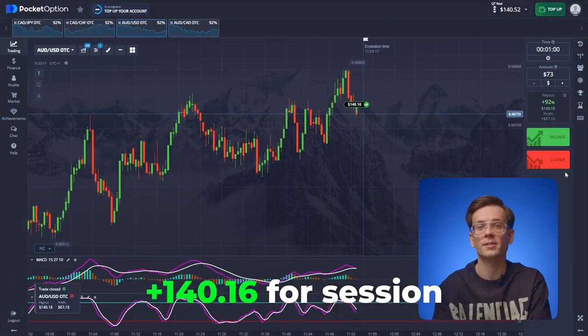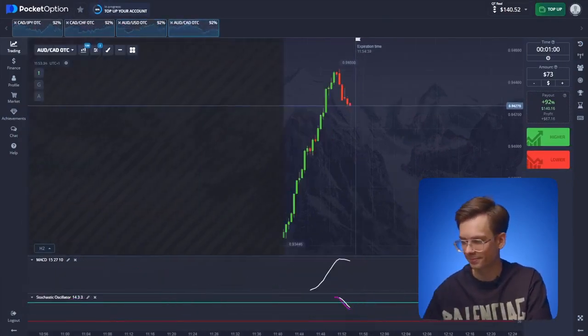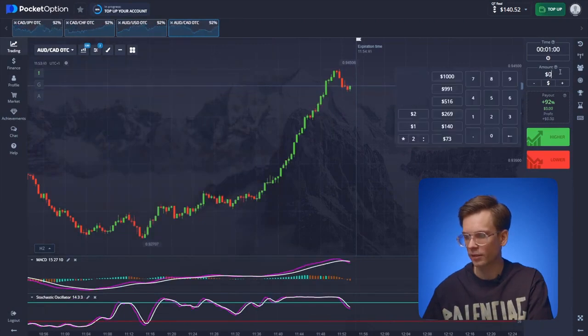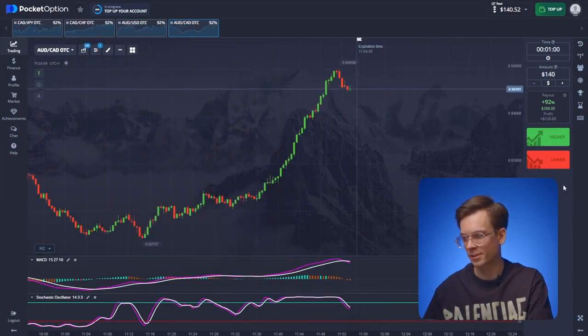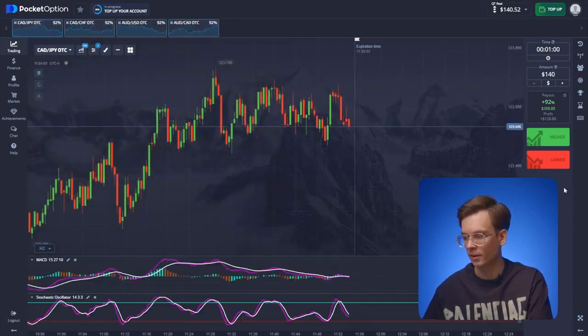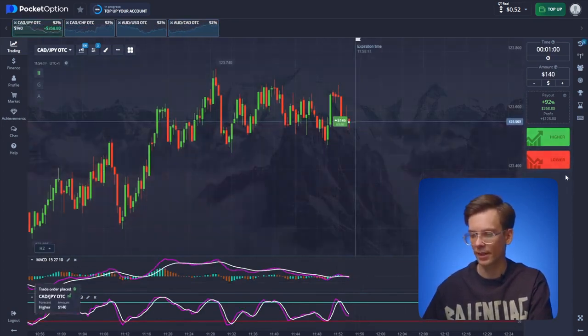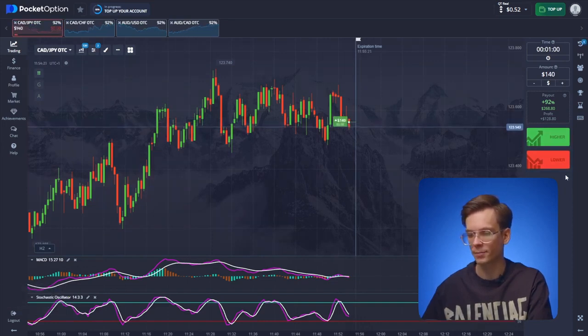Another great trade, things are looking up. Let's continue. The Australian and the Canadian are showing mixed signals on the chart. I'll skip it and head straight to the Canadian dollar and yen. Investing 140 for growth. Stochastic is almost touching the 30 mark and there is a significant bearish trend. It makes sense to expect a rebound.